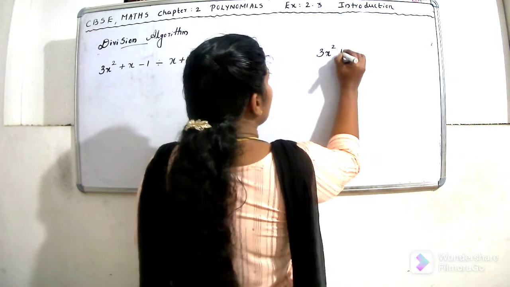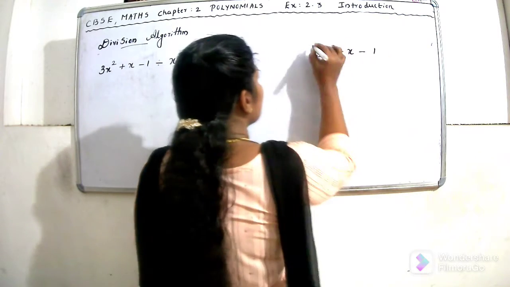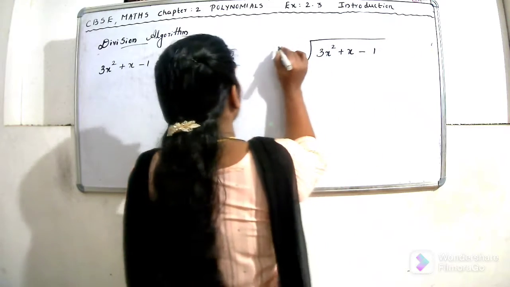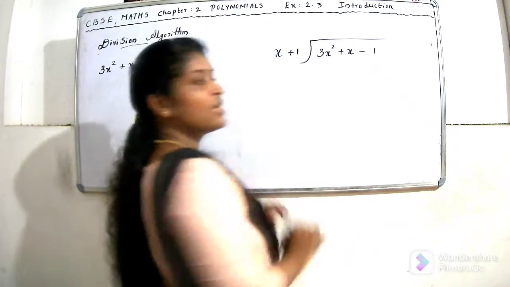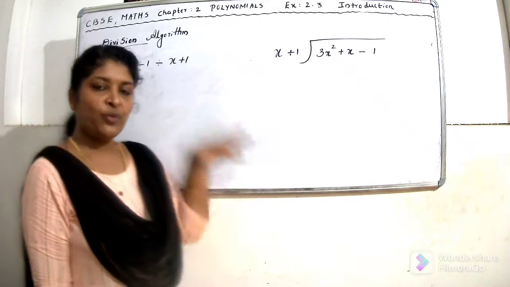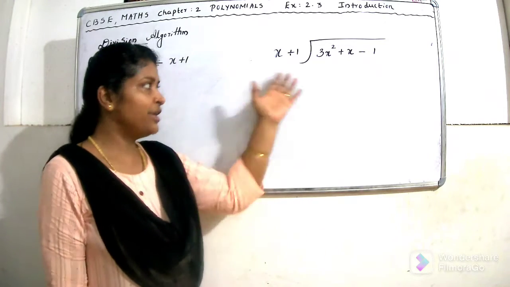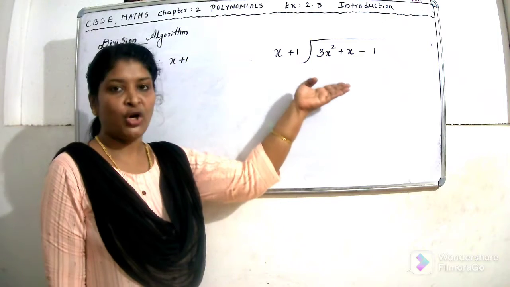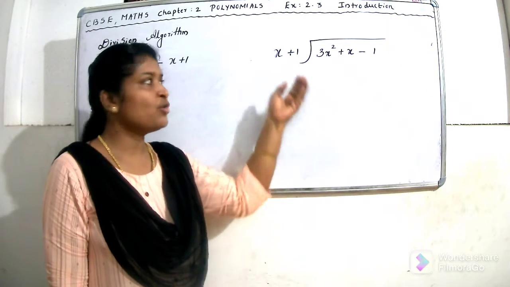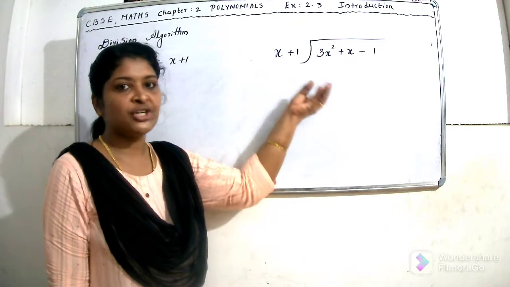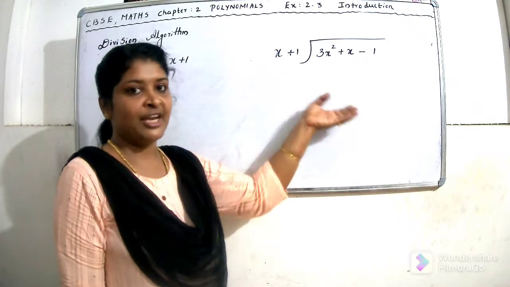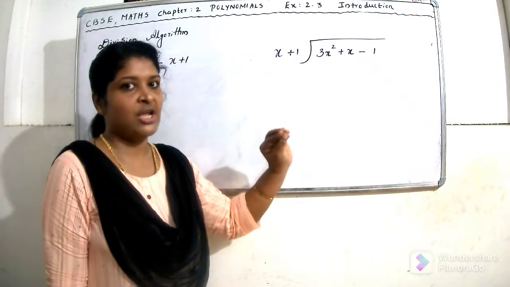3x square plus x minus 1, that we have to divide by the divisor, that is x plus 1. Normally in numericals, how we are dividing, the same process, but here it is a polynomial, so carefully, because in each polynomial's terms, variables, powers, signs, everything is there, so we have to take care about that.